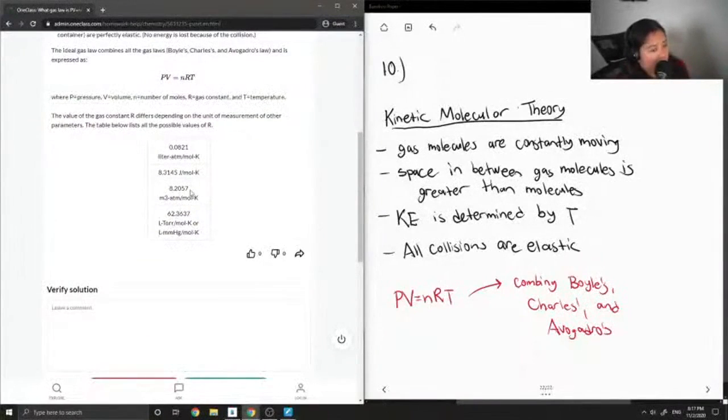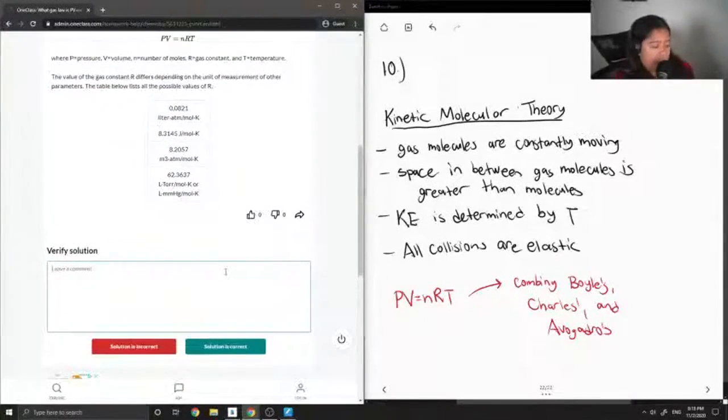And then the last two aren't commonly used. Basically it's 8.2057, and the units are meters cubed times atm over mole K. And then the last one is 62.3637, and its units are in liters times torr over mole K, or liters times millimeters of mercury over mole K. So again, I have rarely used the last two R constants, but it's also helpful to know them and to know when to use which gas constant.